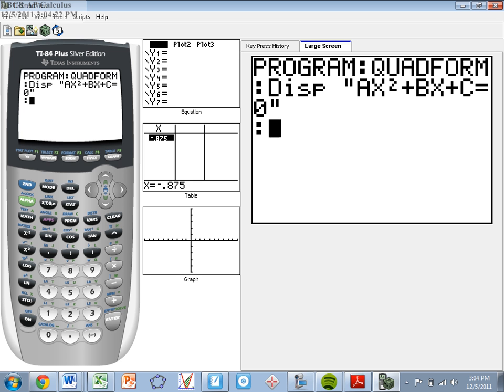Guys, if your settings are too light, press second up, second up, and so on. Or second down, it's dimmer. You can always adjust the brightness if you can barely see it. Go over to edit, quad form. Now, close your quotes. Close your quotes, guys.